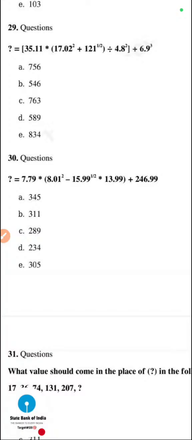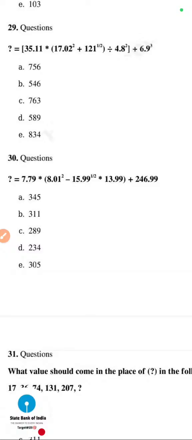Question mark equals 7.79 means 8 into in braces 8 square, which is 64 minus 16.1 by 2 means 4 into 14, which will be 56. So 64 minus 56 will be 8, 8 times 8 will be 64. So 64 plus 247, which will be 311. So answer will be 311. Option B is the right answer.